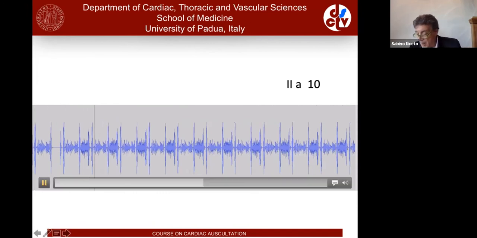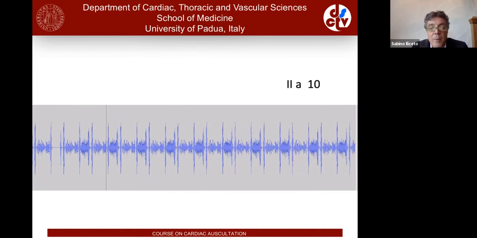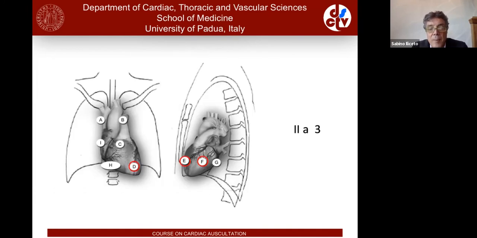So this is what happens in mitral stenosis. And I show you another example now. You can see the best area to be heard is D, the apex, but the murmur is irradiated through E and F, that are axillary. This is because in this patient the left atrium is enlarged. And as it happens each time that there is a mitral murmur with atrial enlargement, the irradiation through the axilla is very frequently present.